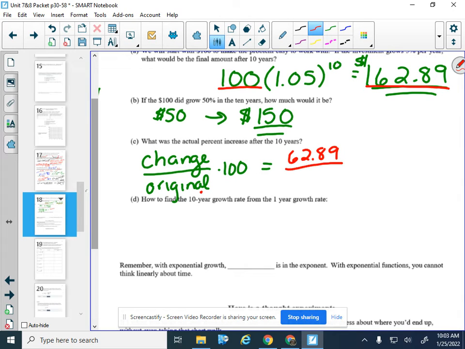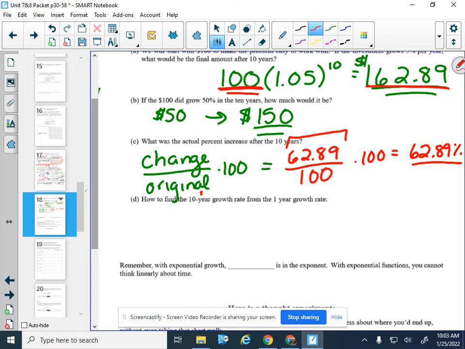My money started at, the original amount I had was 100. And then to get a percent, this is going to give me some sort of decimal, so I'm going to multiply by 100. Because we're working with $100, everything becomes a lot easier to just know. I can see that this is going to equal 62.89%. So I didn't get 50% from 5% per year. I got 62.89%.